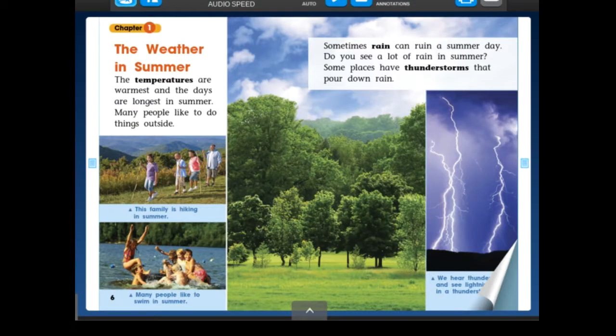So, on these two pages, they're talking about the weather in summer. That's the title of the page. So, that's the big idea. They're going to give us some details.